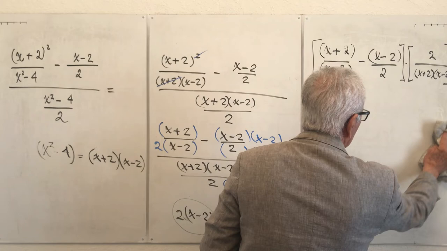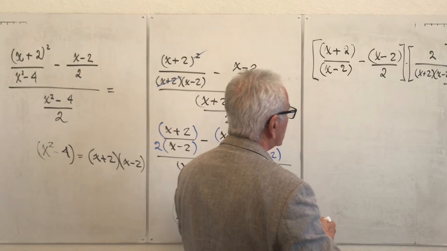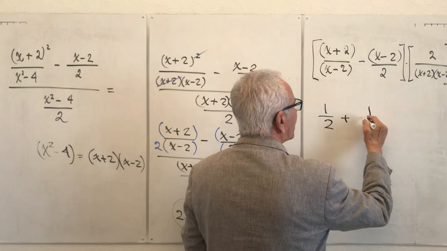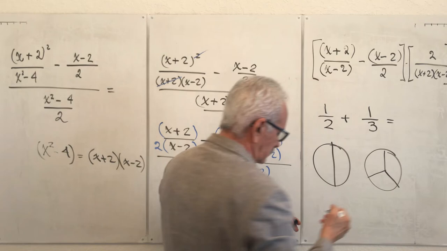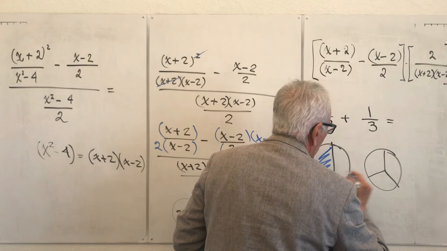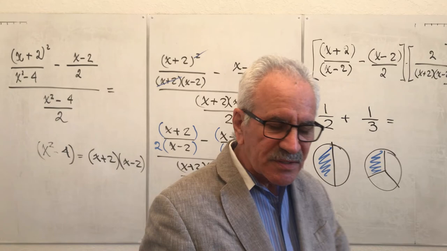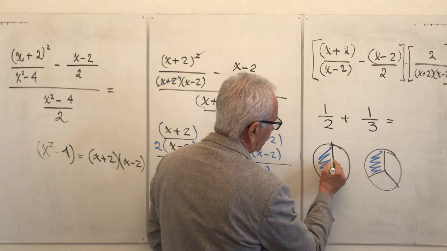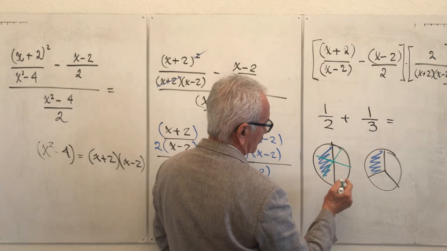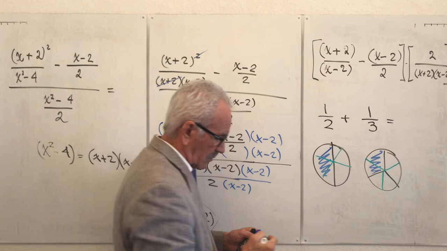Let's suppose that you have to add 1/2 pizza plus 1/3 pizza. You have to add these two pieces, and you cannot add them because they have different denominations. You need a common denominator. You have to use the scissors. You have to divide this way, look. Scissors. Now everywhere you have 1/6.